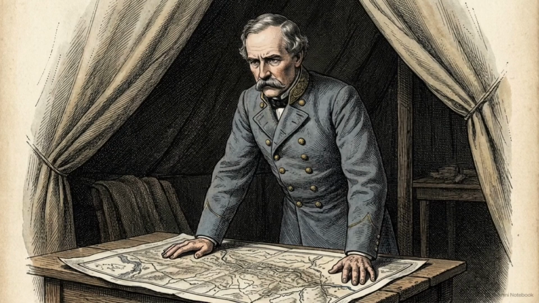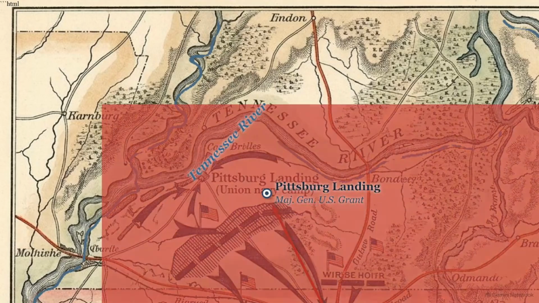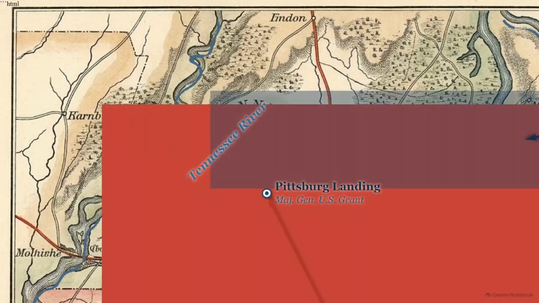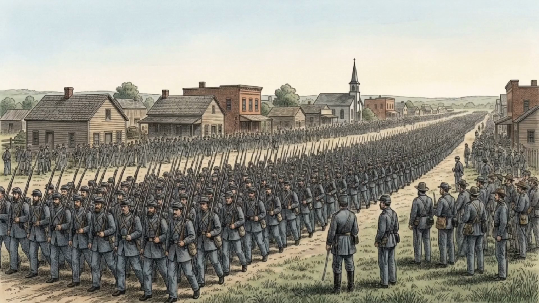For the senior Confederate commander, General Sidney Johnston, this temporary separation offered a critical window. With 40,000 troops at his disposal, he aimed to march north and destroy Grant before Buell could arrive and shift the numerical balance. Johnston's army began the march north toward Pittsburg Landing on April 3rd.